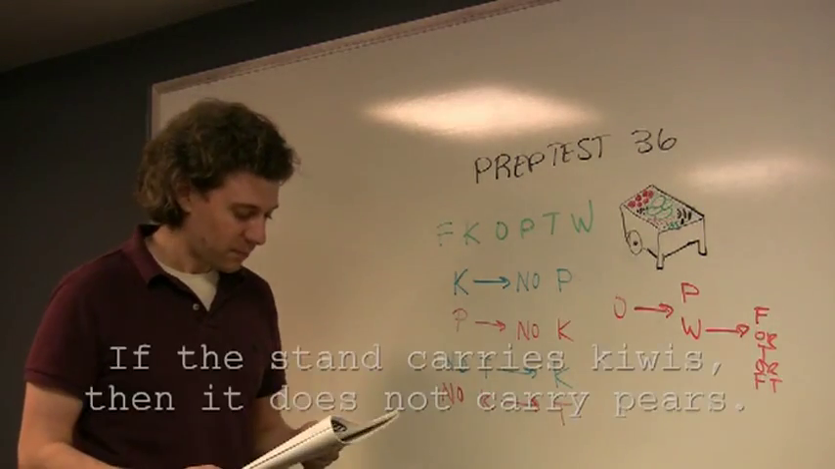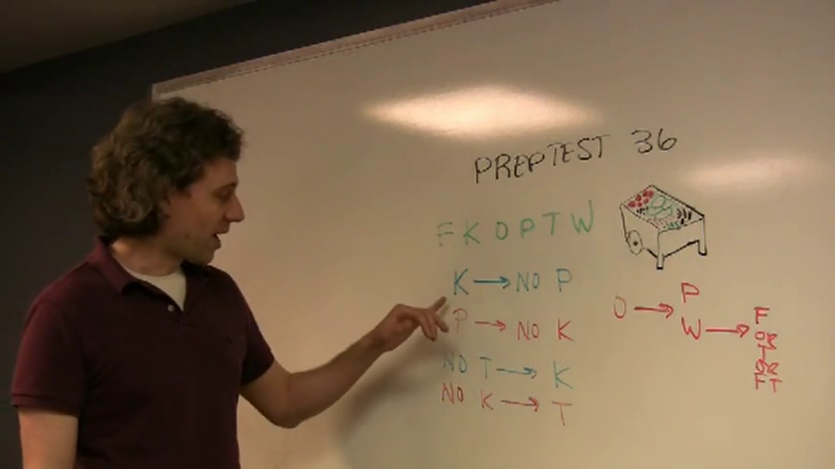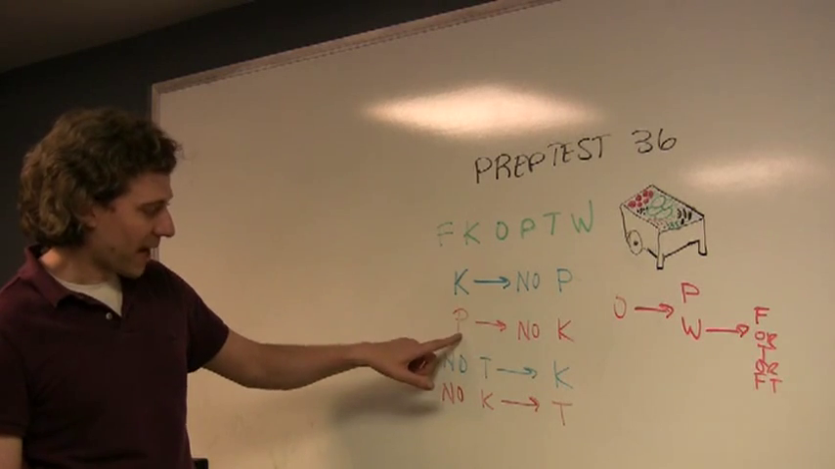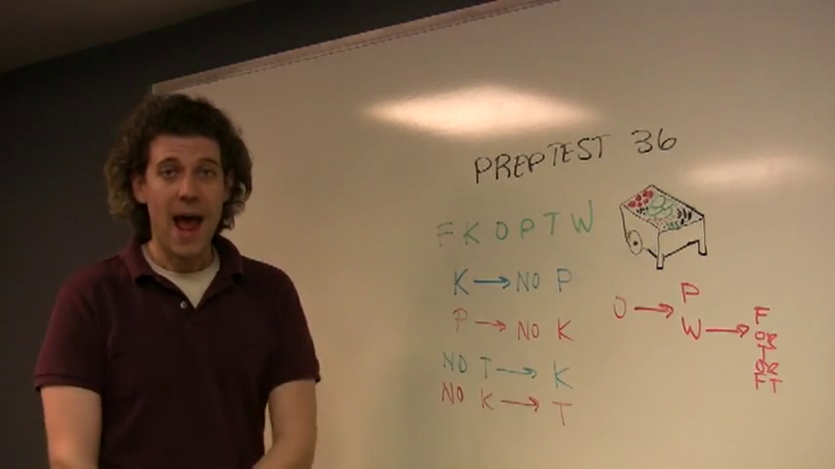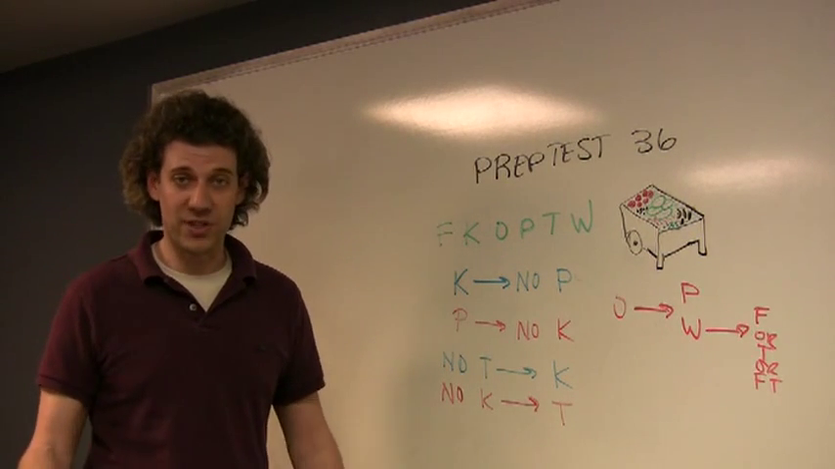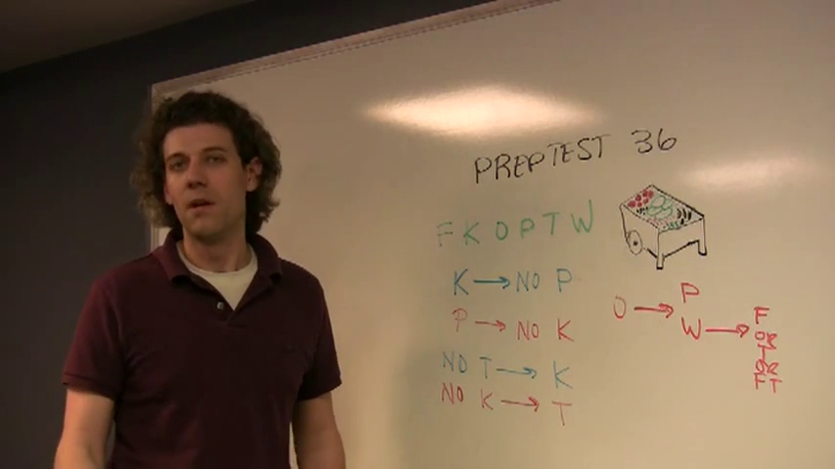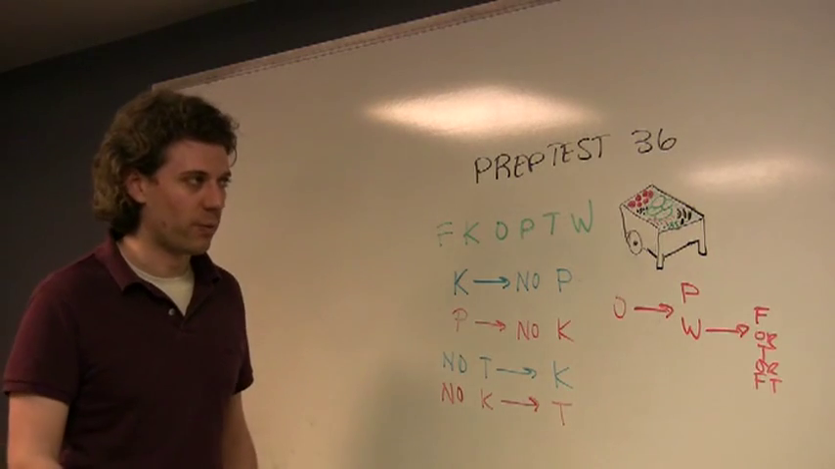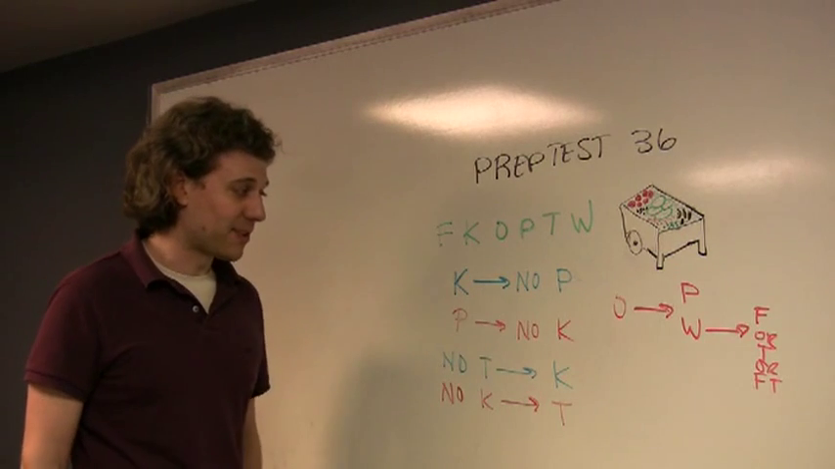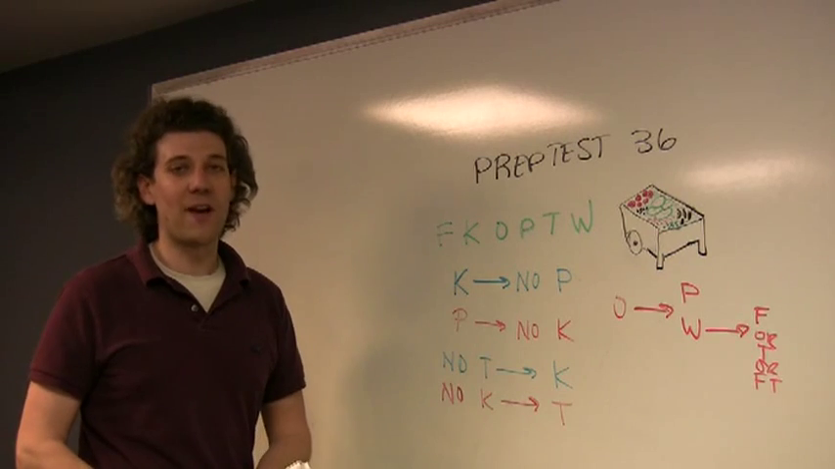Our first rule: if the stand carries kiwis, then it does not carry pears. If kiwis, no pears. Now you may notice below this, I have pears, no kiwis, and that's what's called the contrapositive. The contrapositive is a second true statement, which every if-then statement has at minimum. Some more entities, more truths, but we'll save that for later. The key thing here is that presence of kiwis means absence of pears, presence of pears means absence of kiwis. Bottom line, you can never have kiwis and pears together.